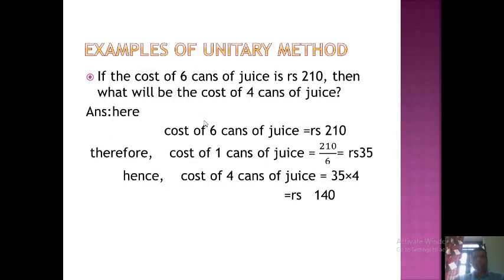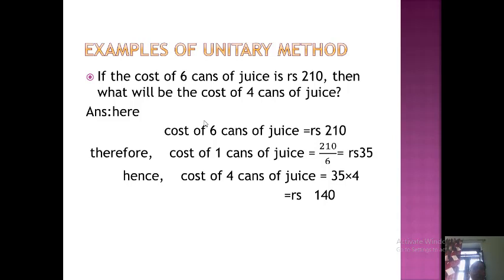Now in this example, the cost of 6 cans of juice is rupees 210. Then what will be the cost of 4 cans of juice? So here first we note that the relation between two quantities is given. First, cans of juice: 6 cans of juice are there, and its cost is given. The cost is 210, and we have to determine the cost of 4 cans of juice.